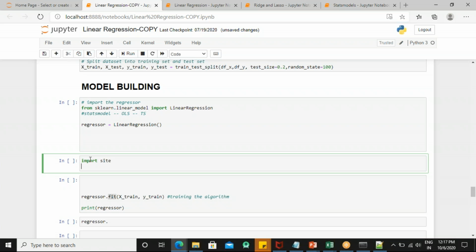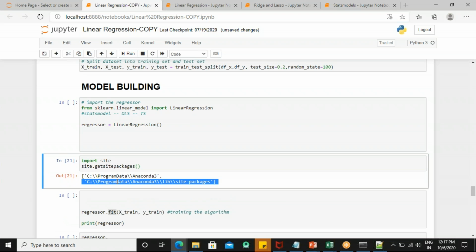Okay, good. Those who heard about it. See, guys, whenever you do pip install, all the packages that come from the internet get saved on your local machine, and you should be aware of where they are getting saved. So we say import site package, site dot get site packages. This is giving me the path.